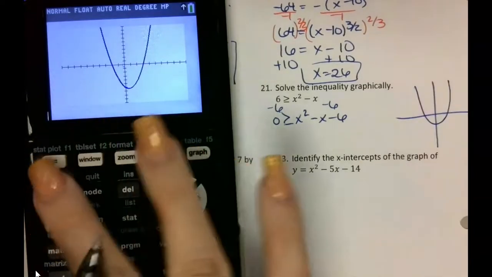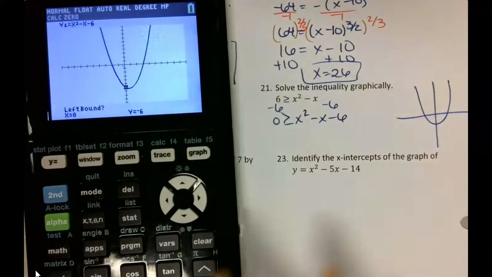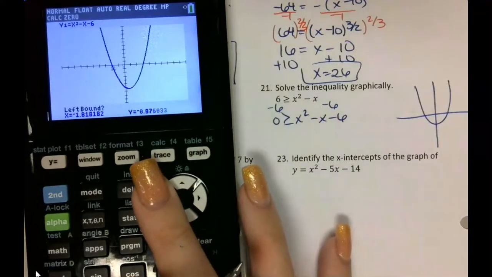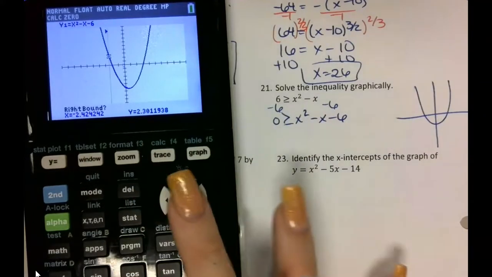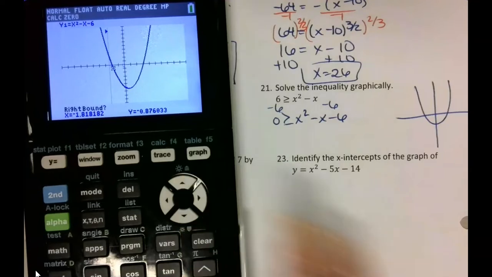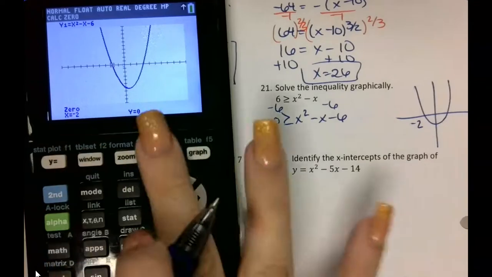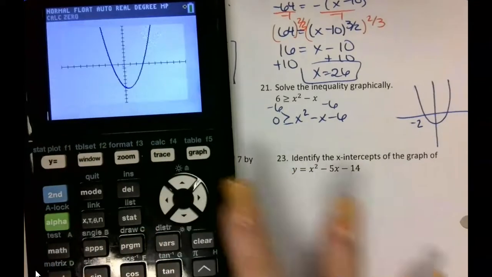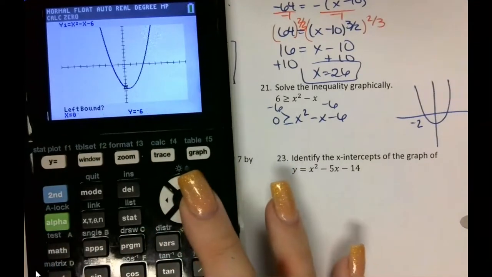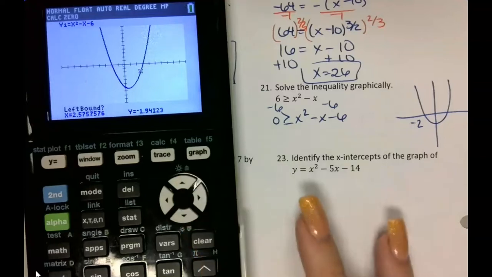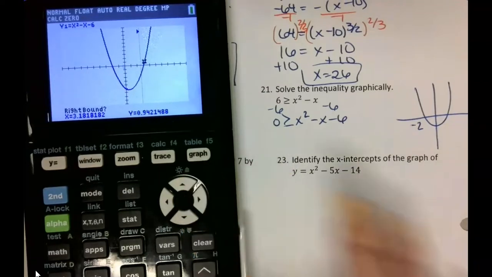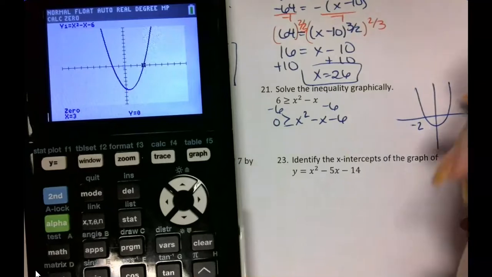I want to figure out my 0, so I'm going to go second calc, 0, and then I'm going to go to the left of my 0, press enter, arrow over to the right, press enter twice. This one is negative 2. And I'm going to do the same thing for the other one. So then right here I'm going to press enter, cross the x-axis, press enter twice. And this one is 3.